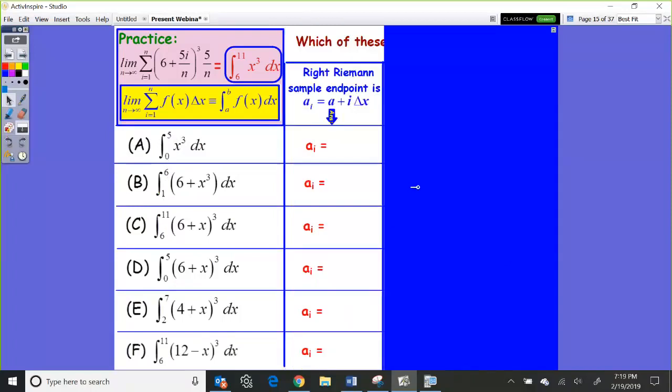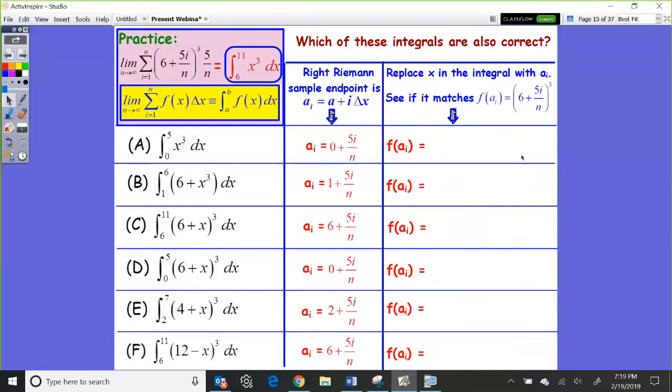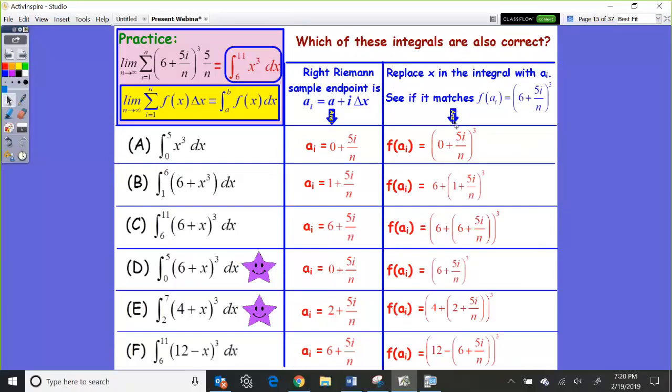So I said, all right, then let's find that sample point using the a that we started with, 0, 1, 6, plus the 5i over n. And then I tell them, plug that into the function over here, the x cubed, or the 6 plus x cubed, and see if it actually makes out what the problem is, 6 plus 5i over n quantity cubed. And there's all your answers. And you see that these two, D and E, are both also correct.